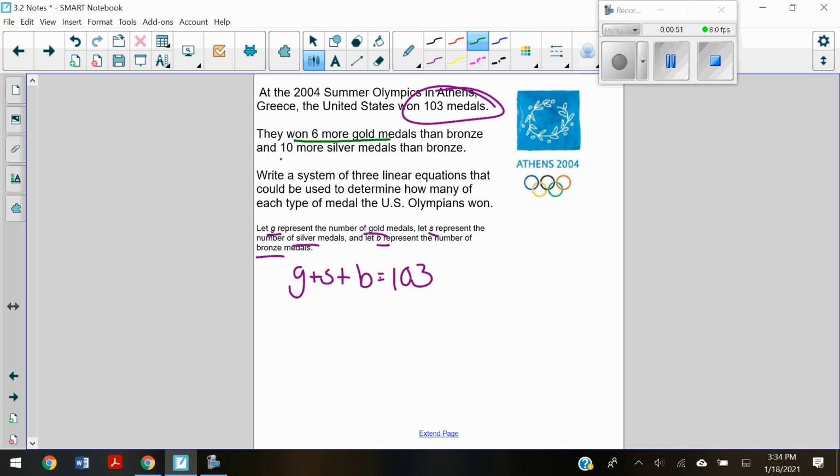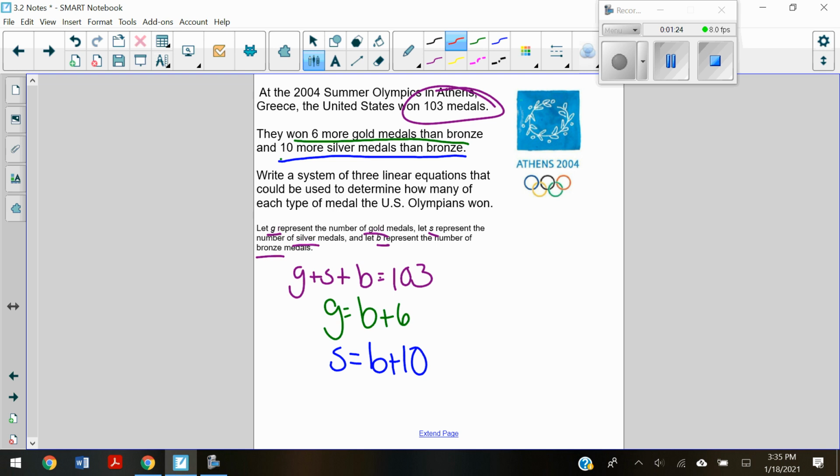Says they won 6 more gold than bronze. So if I had 10 bronze, I won 16 gold. If I had 8 bronze, I won 14 gold. So gold is the number of bronze plus 6. Then I had 10 more silver than bronze. So same idea. If I have 3 bronze, I have 13 silver. If I have 12 bronze, I have 22 silver. So the number of silver is bronze plus 10.